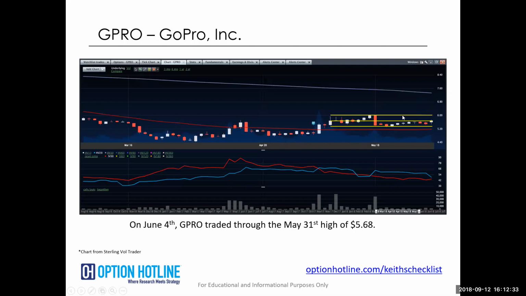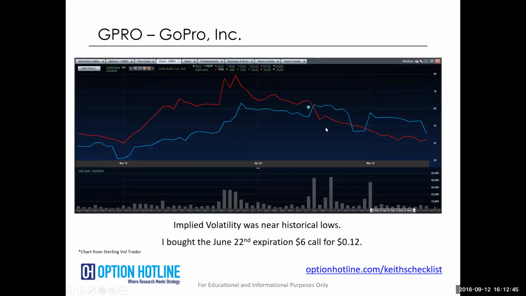So the first level I was really keyed in on here was this move through the May 31st high of $5.68. And it looked like this was just getting started. At a minimum, I thought we could get to $6, but I thought there might be this chance for a nice little short squeeze to push us well through $6. So I looked at the options and said, oh my goodness, this is about as cheap as the options ever get in GoPro. Rarely do they get this cheap. And we're talking about a stock where option implied volatility is often in the 60s, and it's barely over 40.